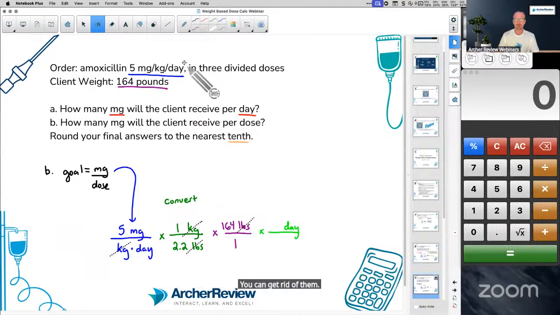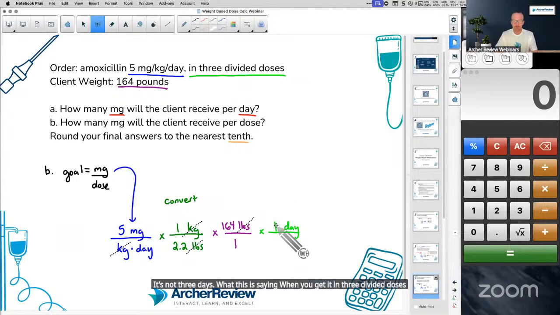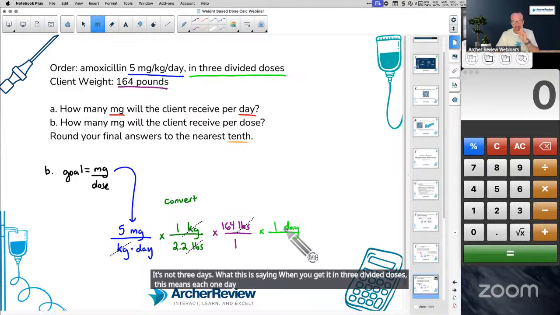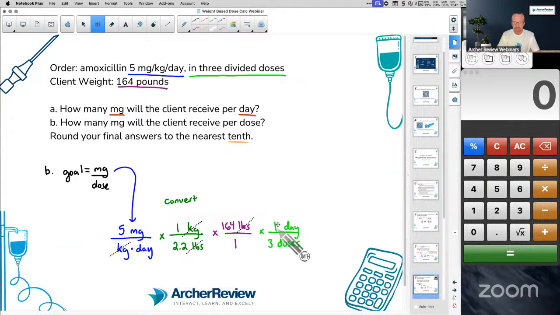And watch how I'm going to tie this in: 3 divided doses. Do not put the 3 up here. Heck no. It's not 3 days. What this is saying, when you get it in 3 divided doses, this means each one day, every day, the client's going to get 3 doses. That's what this means. Each day, they're going to get 3 doses. Now, our word day cancels out.